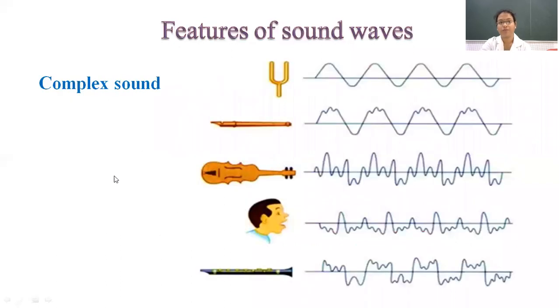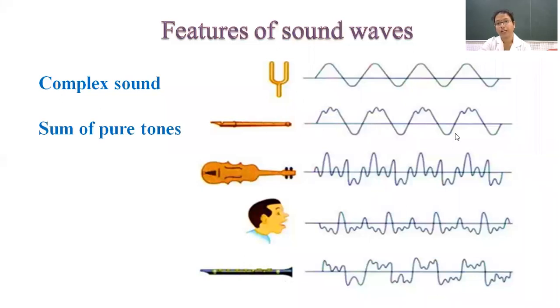Now, what is the difference between pure tone and complex sound? If you look here, this is a tuning fork producing waves of the same size. Whereas the flute is composed of three different waves compiled as one waveform. So complex sound is the sum of pure tones. Here the three waves are becoming one tone.